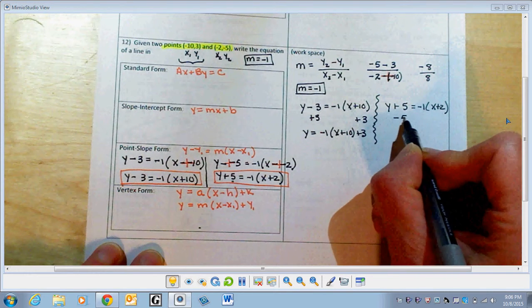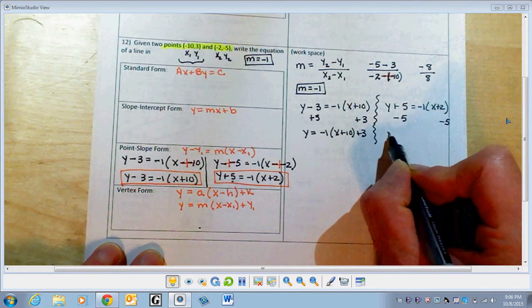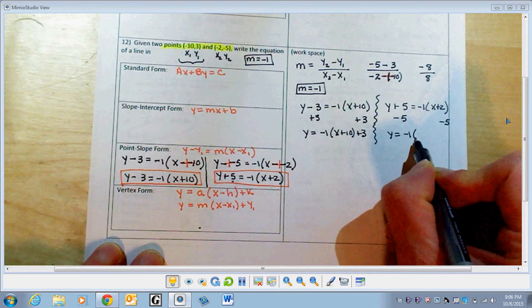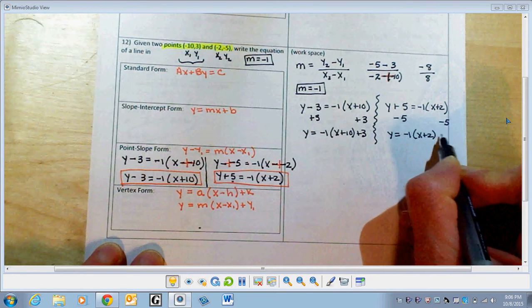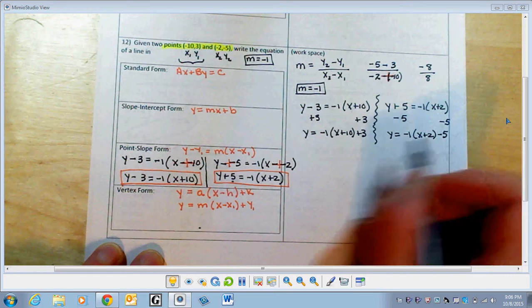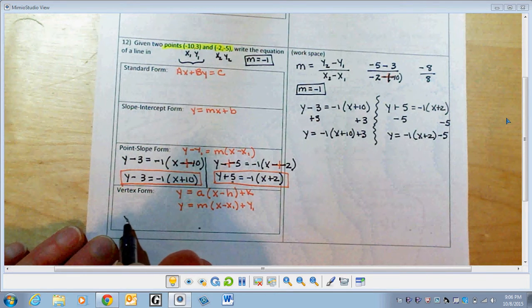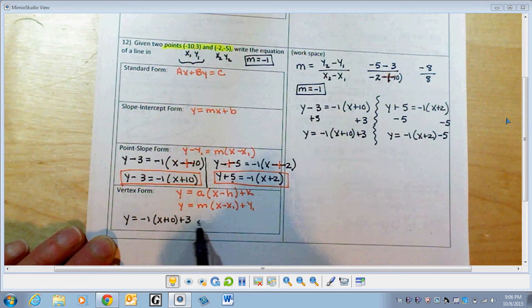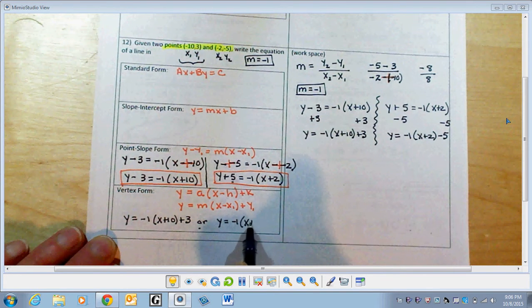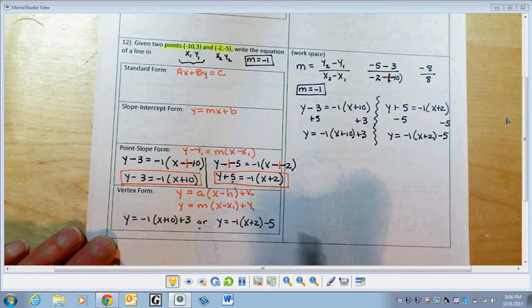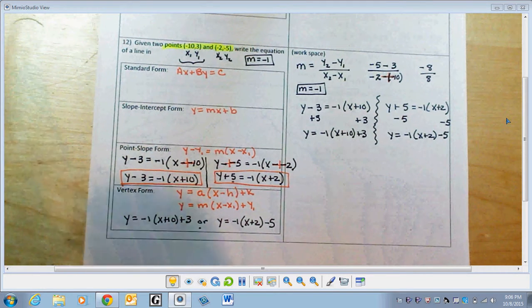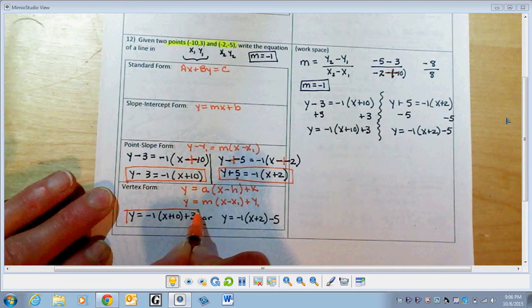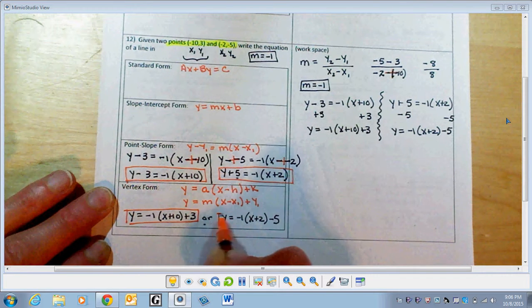I can do the same thing to this one. I'm going to subtract 5 from both sides. So that gives me y is equal to negative 1 times the quantity x plus 2 minus 5. So either one of those is correct. So I'm going to write that down here. X plus 10 plus 3, that's one choice. Or, this is all dependent on the point that you choose to put in there. X plus 2 minus 5. Okay, so either one of those answers is correct.